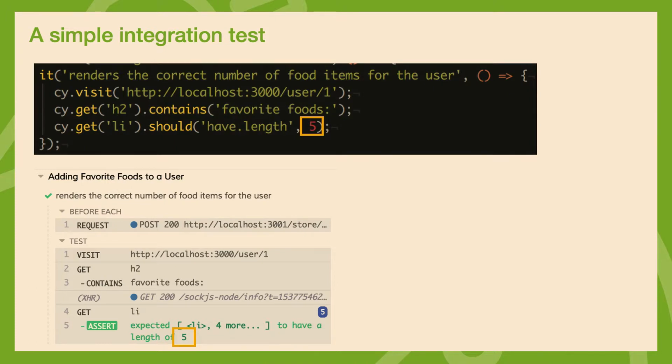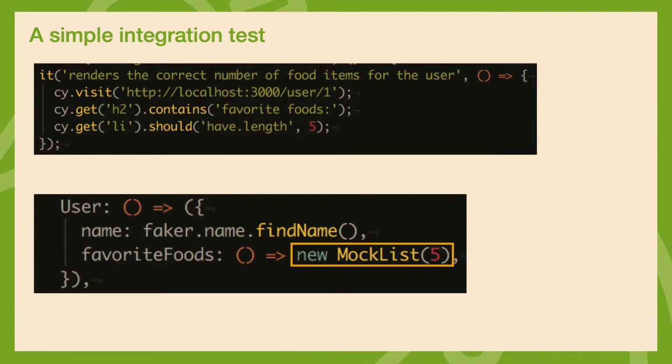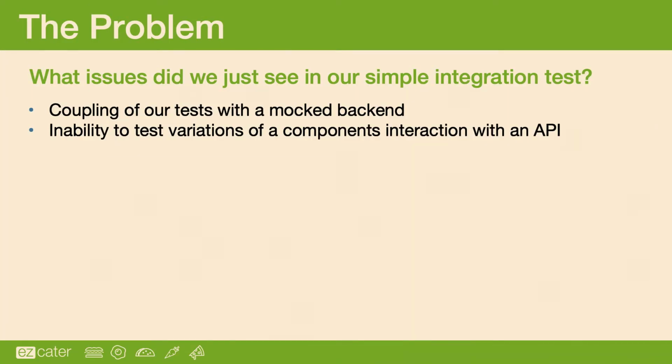That 5 is weird. It seems pretty magical, right? That actually comes from our mock server. We defined that for our user type, it returns a favorite foods array of length 5. And so we've got this weird tight coupling of our mock server to our test, which prevents me from really testing variations of this form and how things work, and that doesn't feel really good. So those are the problems: the coupling of our tests and our inability to test variations of components.